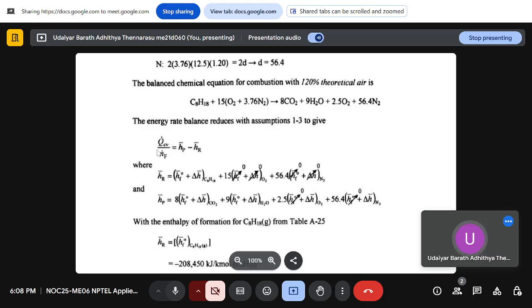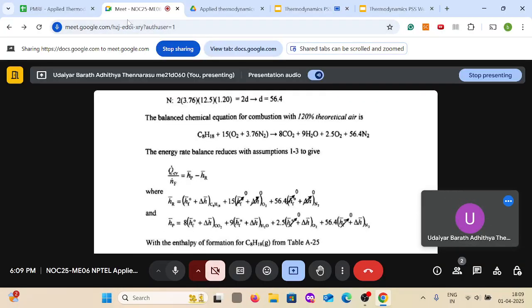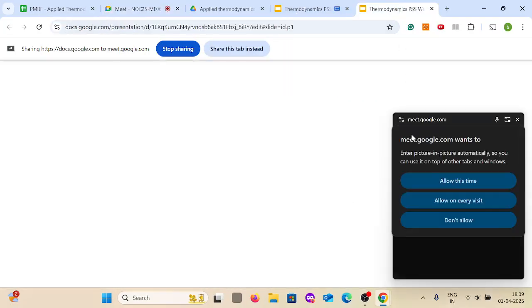Rearranging, we will get Q equals mole of fuel into enthalpy of product minus enthalpy of reactant. The enthalpy of reactant can be expressed as enthalpy of formation, at some temperature, plus the change in enthalpy, because your product is coming out at 1200 Kelvin, so there will be an enthalpy change from your formation temperature to your temperature at the product.